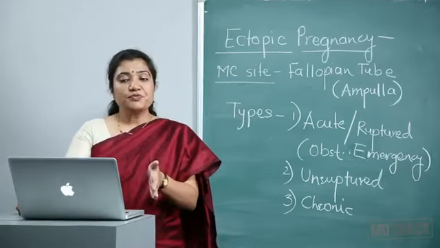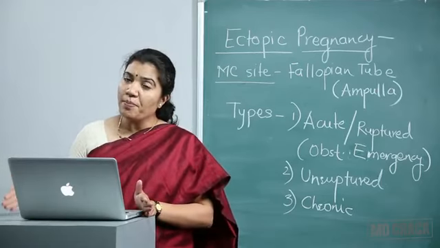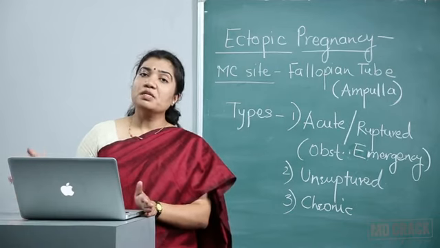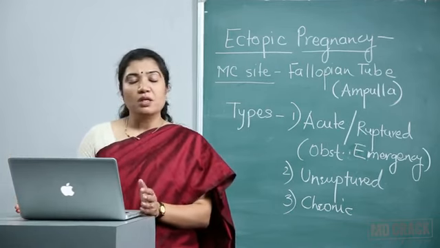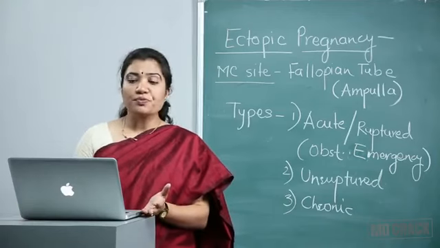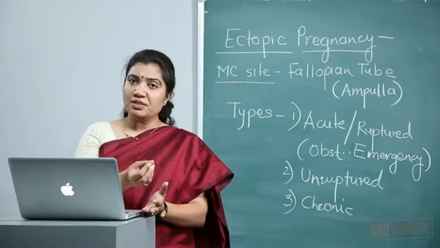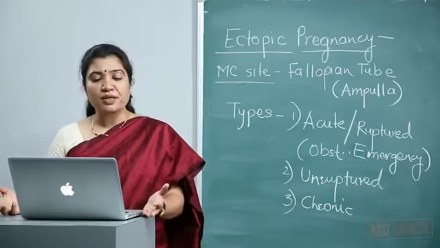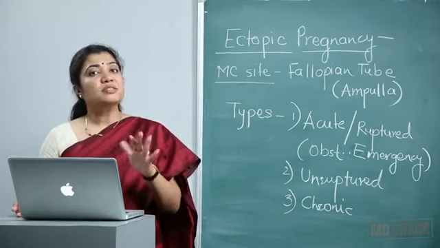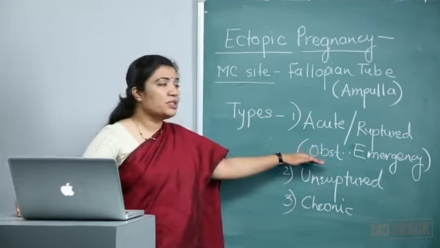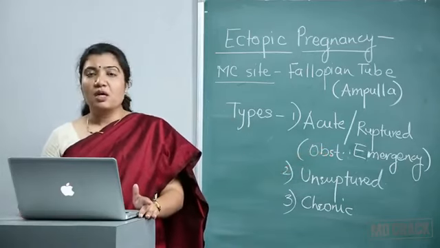The next investigation which will help us is sonography. In comparison with transabdominal, transvaginal is much more sensitive to diagnose ectopic pregnancy. The first sign would be absence of intrauterine gestational sac with positive pregnancy test. Pregnancy test positive but no sac in the uterine cavity. If there is presence of fluid in the pouch of Douglas, then it is a clear-cut indication that we are dealing with an acute ruptured ectopic and we have to act fast.